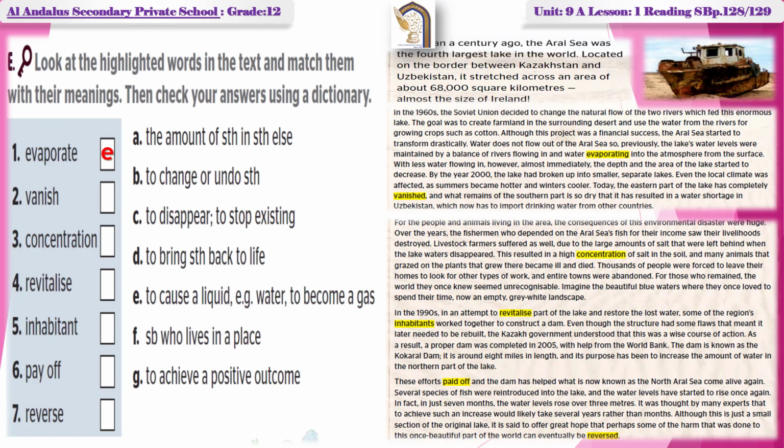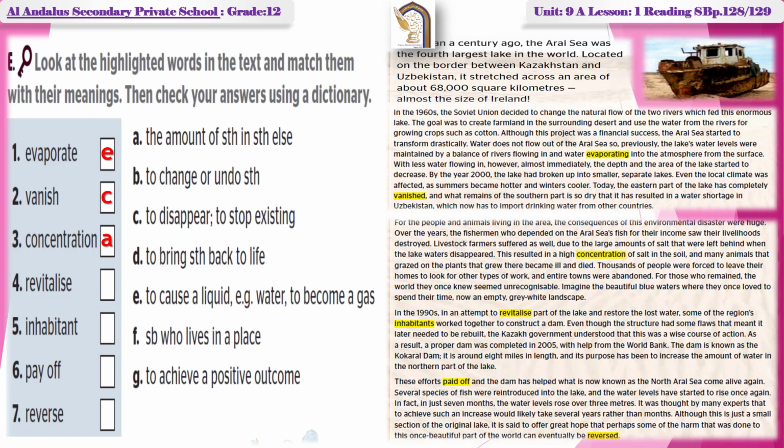Number 2. Vanish. Very good. It is C. To disappear or to stop existing. Number 3. Concentration. That's nice. Well, the amount of something in something else. For example, we can measure the concentration of sodium or calcium salts in our drinking water.